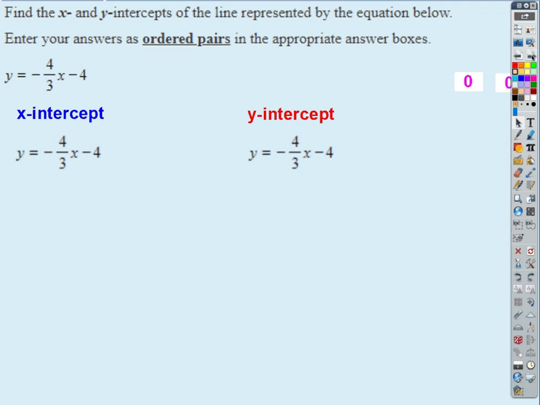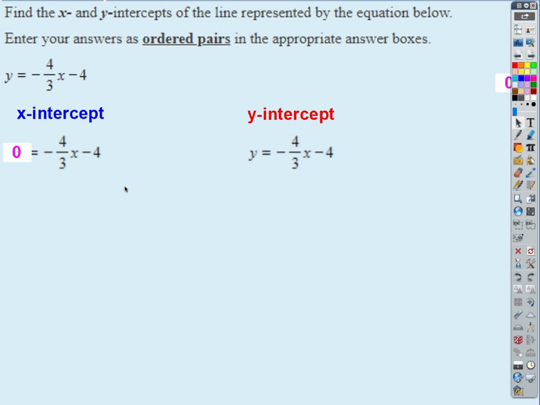Let's see, if I want to find the x-intercept, what am I going to do there? Find the x-intercept. What am I setting equal to 0 to find the x-intercept? Y. Good. So we'll set y equal to 0. Okay, so I've got 0 on that side of the equation.